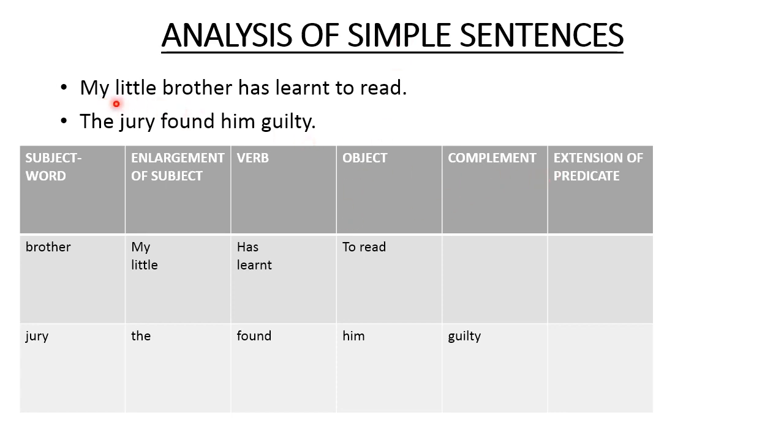Moving with the first example, my little brother has learned to read. So what is my here? My little is the enlargement of the subject. Brother, it is the main naming word. So brother will come under subject word. Has learned, it is the verb. And object is to read. So it will come under the heading to read. Here to is the enlargement of the object in case there is an option to mark the enlargement of the object. Clear to everyone?